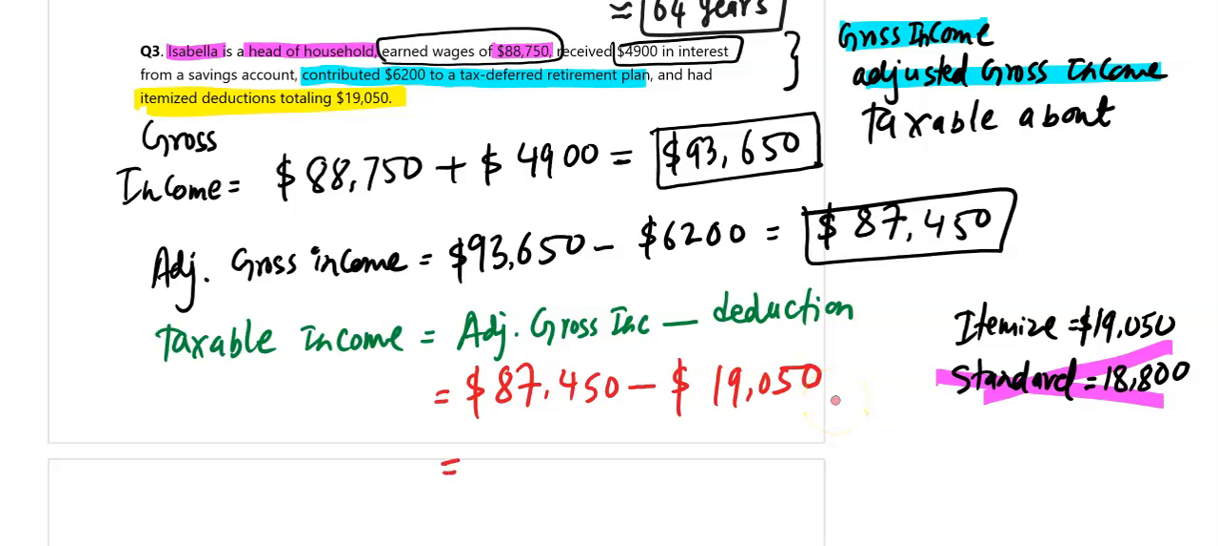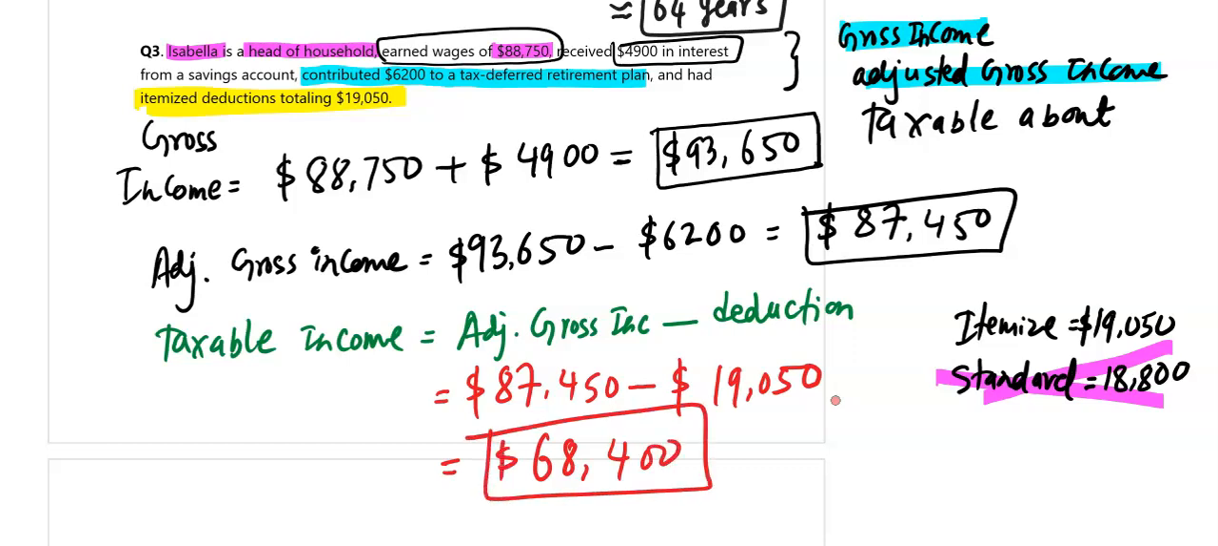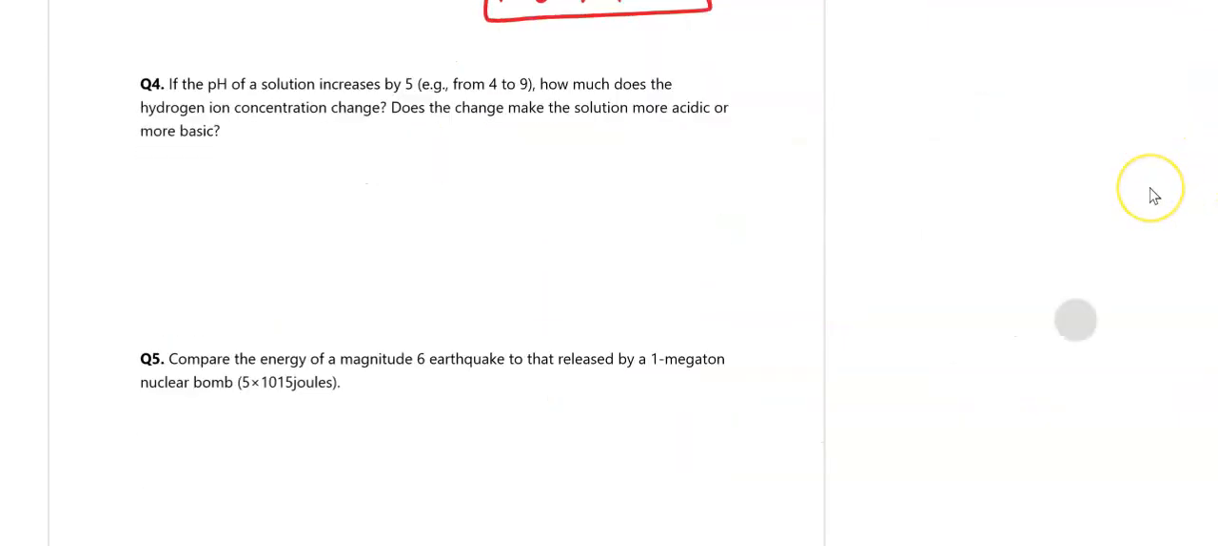When you subtract it, you get 68,400. That's her taxable income. So it's a taxable income. Okay, I know that right here. Taxable income.